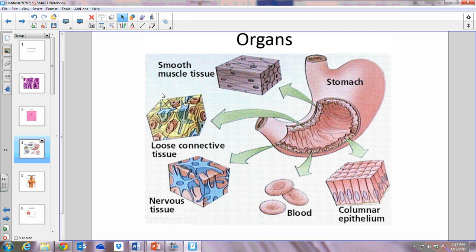An organ is a group of tissues working together, and one particular organ can have several functions. I want you to notice here that there are several different tissue types located in this one organ. You have muscle and connective and nervous and epithelial all together. We'll talk about those in just a second. But an organ represents lots of different kinds of tissue working together for a specific set of functions, whether it be digestion or whatever.